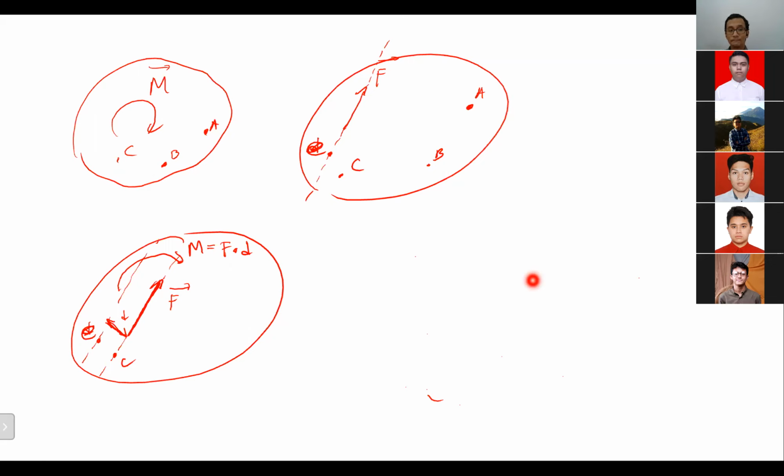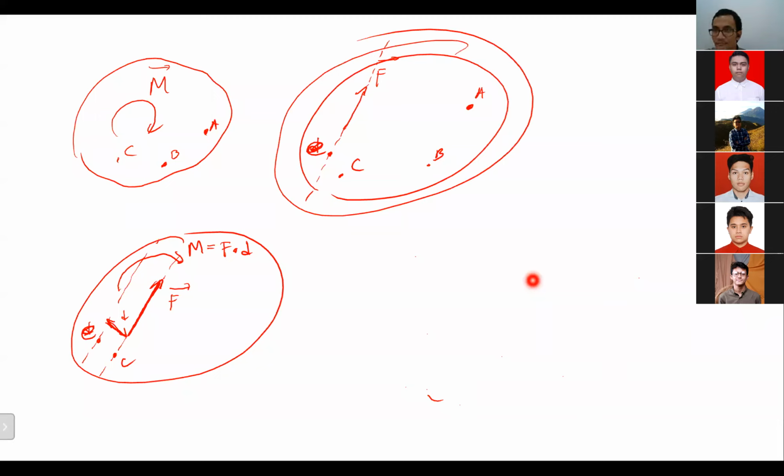Sir, how do we know the direction of the moment? It's a very good question. Now try to imagine. If the center of rotation is at point C, and F is still at the original position, I believe you can imagine the rotation direction, right?